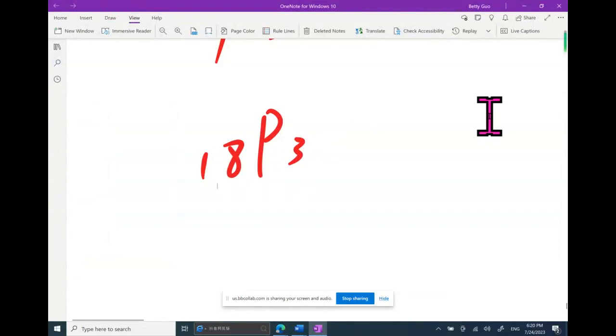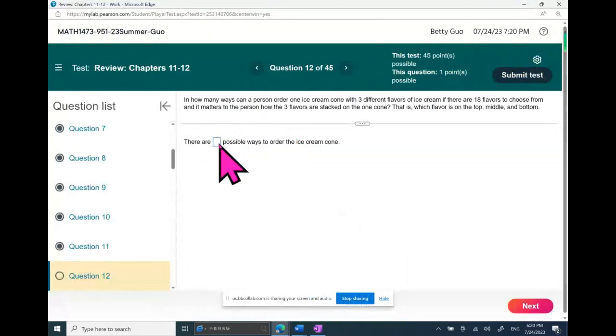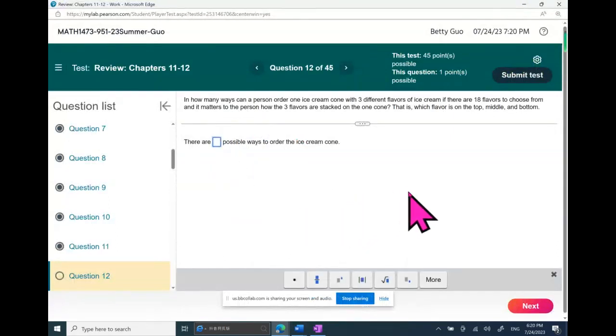Calculator. We enter 18 first, and then we go to math, nPr, and then enter 3. The answer is 4,896. That many possible ways to order the ice cream cone.